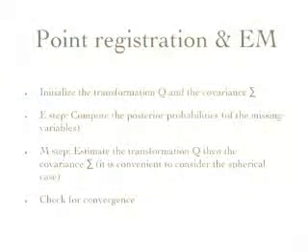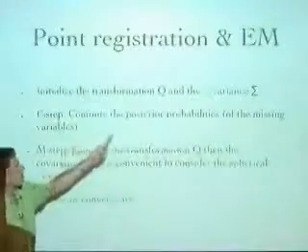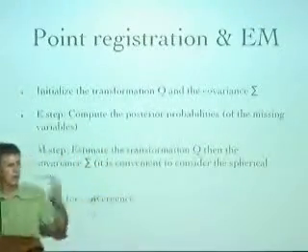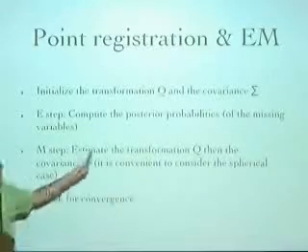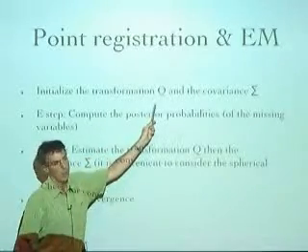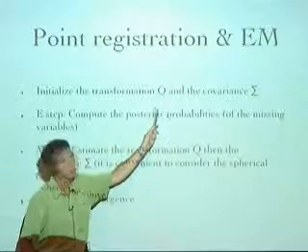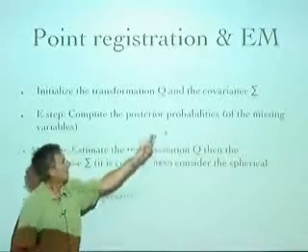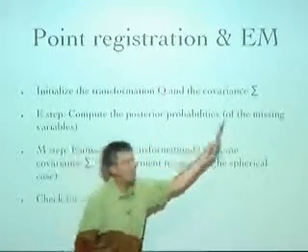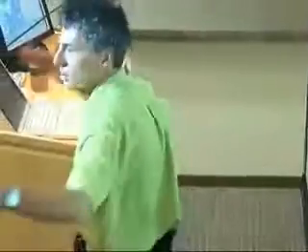So point registration now becomes an EM algorithm where we initialize the transformation Q and the covariance sigma. Just to mention, because of the eigenfunction alignment that we did before, this is initialized to the identity matrix, and I will show you the results. It does a very nice initial alignment. Then all you have to initialize are the covariances, so you can take them very large. The E step computes the posterior probability, and then the M step estimates the transformation.